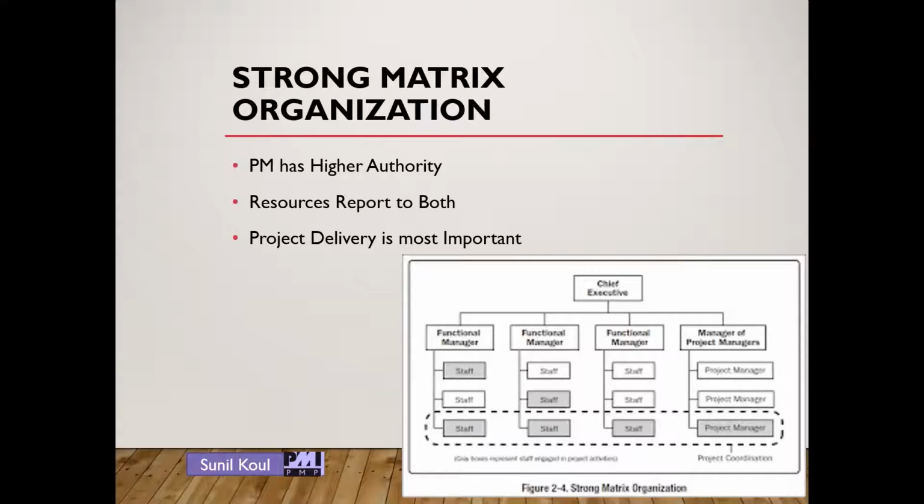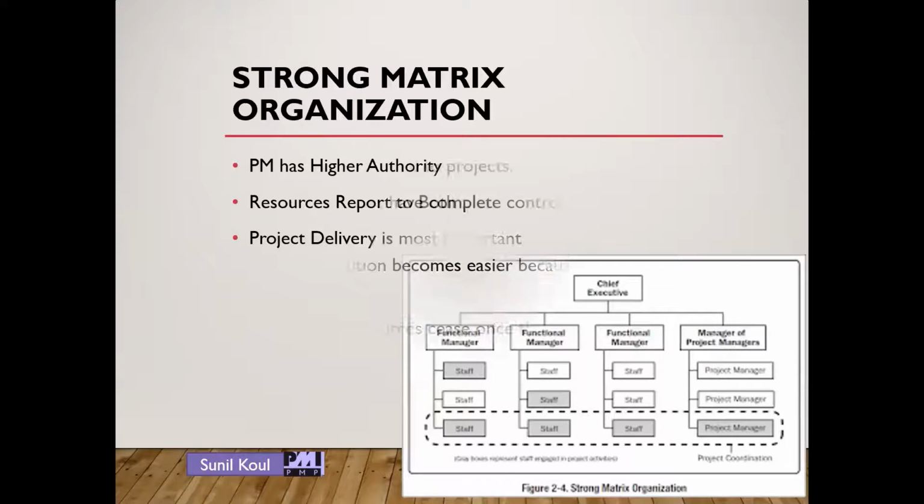Coming to the next slide, that is strong matrix organization. Here you see that now the things are shifting towards the PM, that is the project manager. The project manager has higher authority. So project delivery is given more importance here. The resources are dedicated more, you can say, and focus more towards the project rather than the operational or functional activities, but the resources report to both here in this case also.